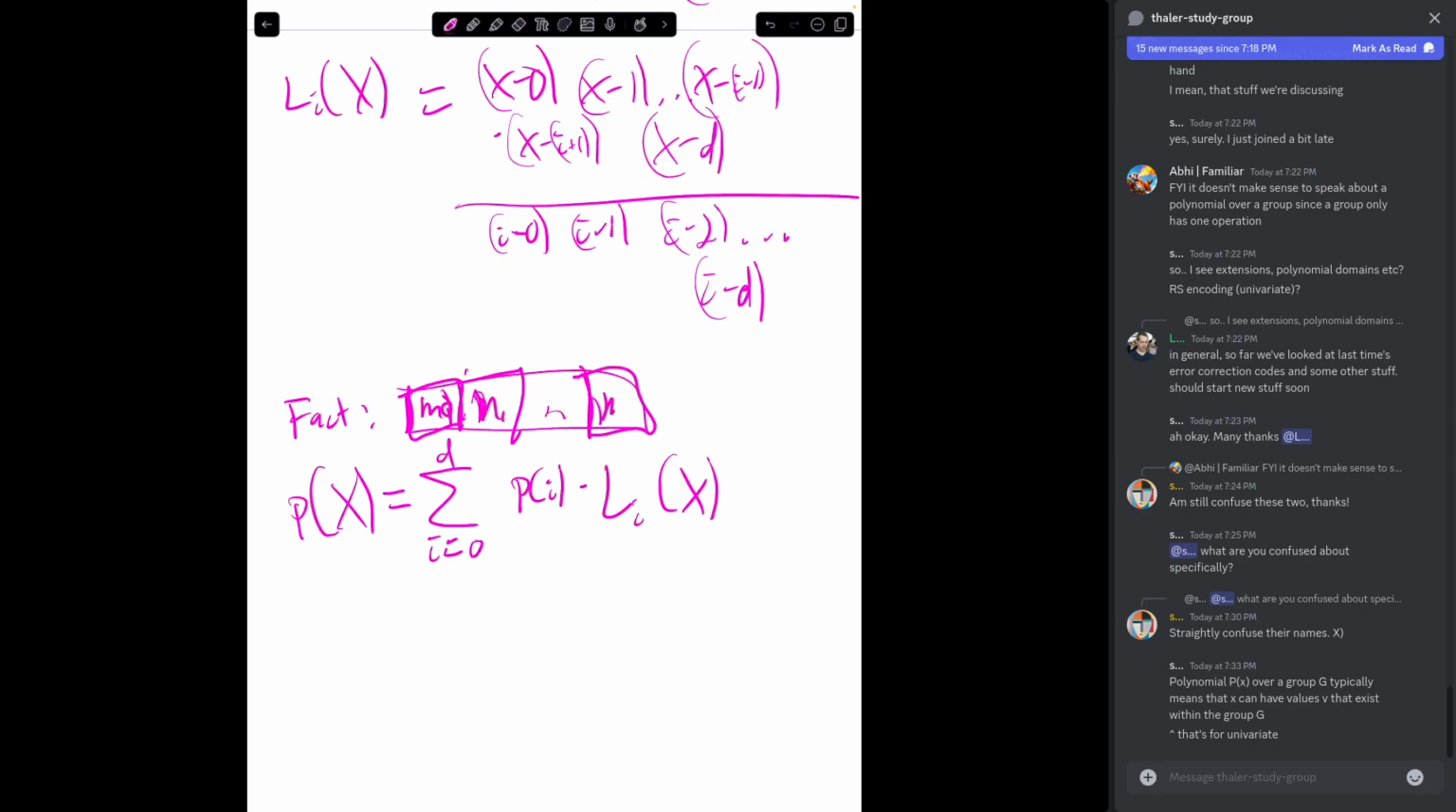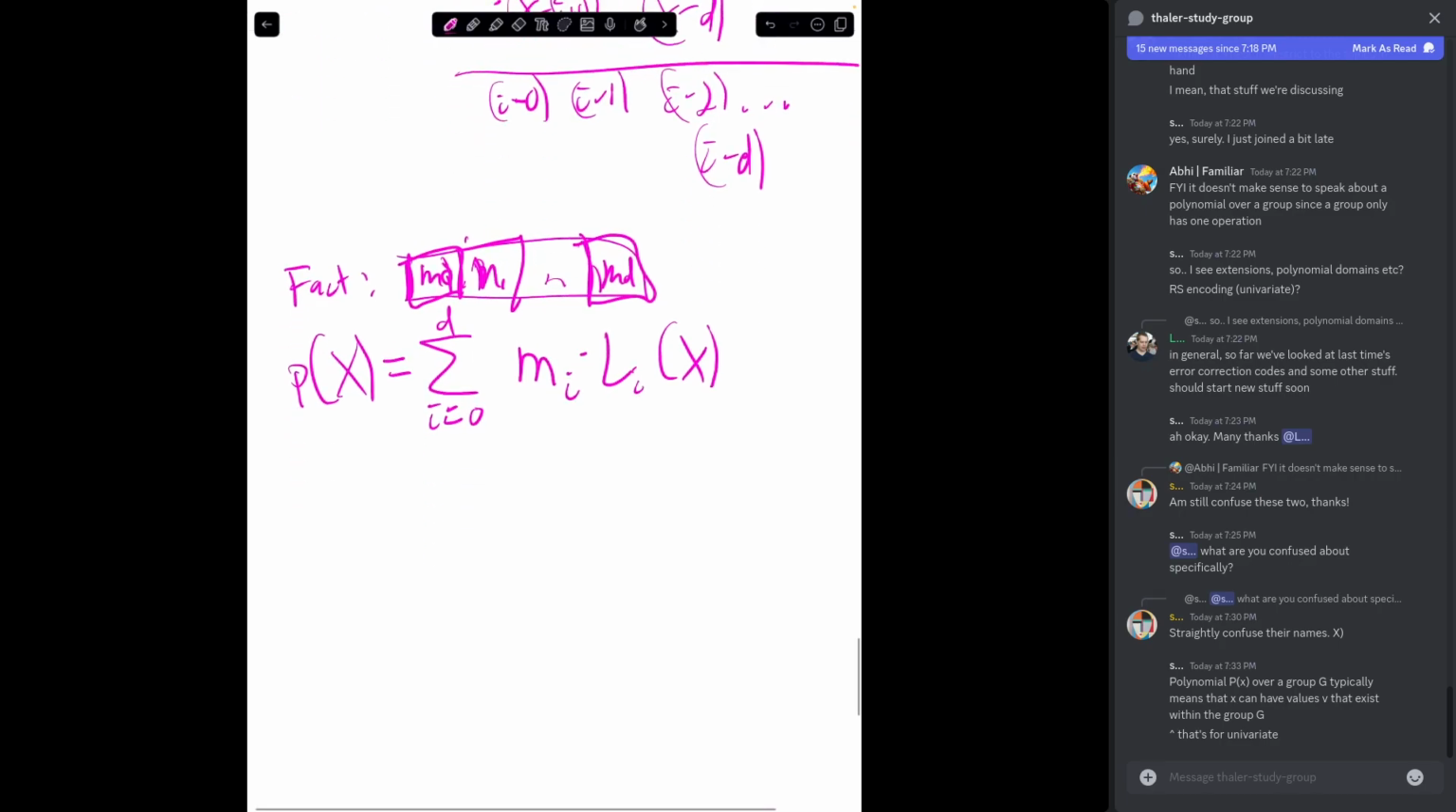M0, M1 up to MD. So just so I don't have a definition of P in terms of P, what that refers to P. Yeah, and so what's going on is, this is clearly a degree D polynomial because each Lagrange basis polynomial is degree D.